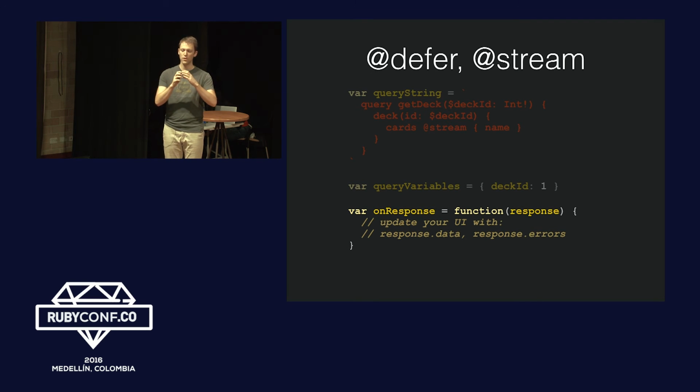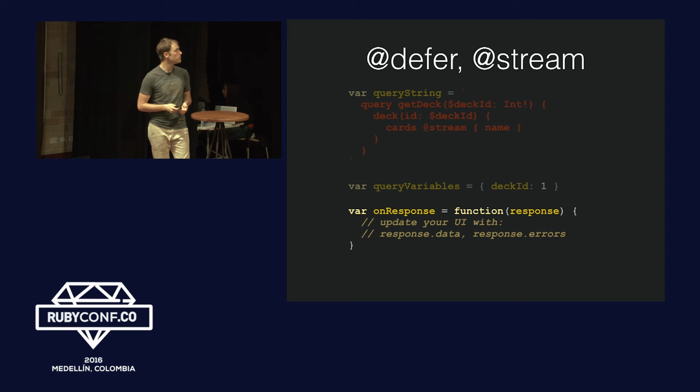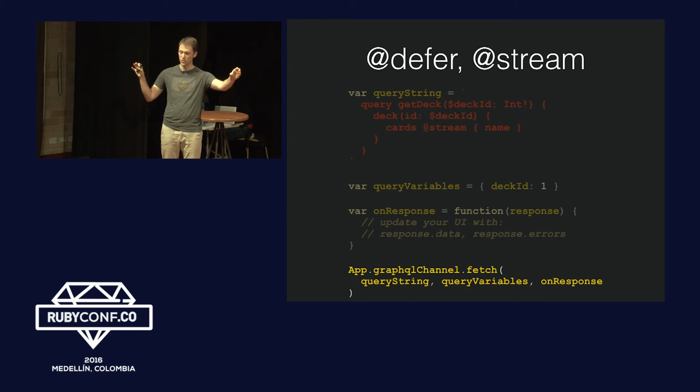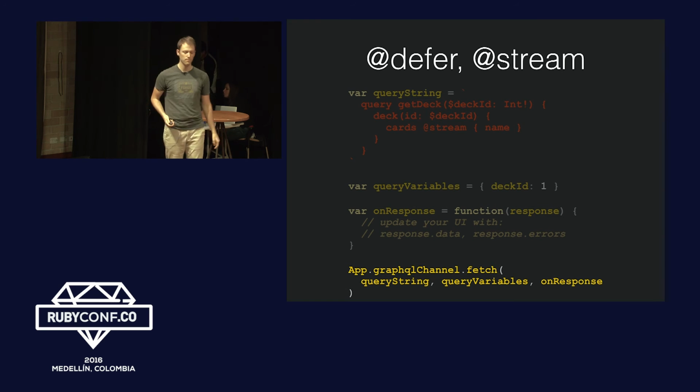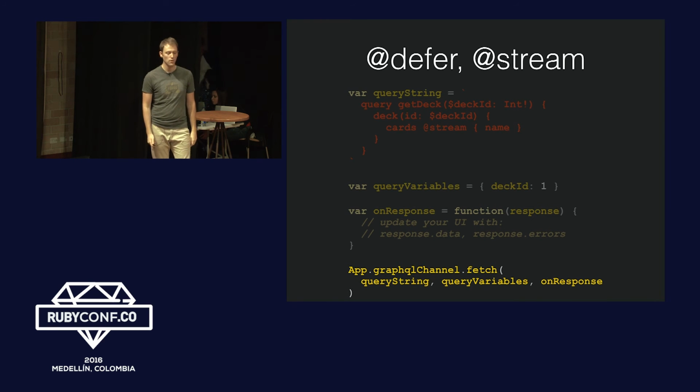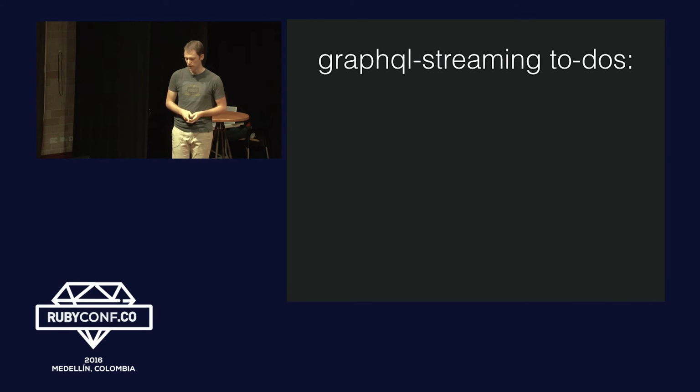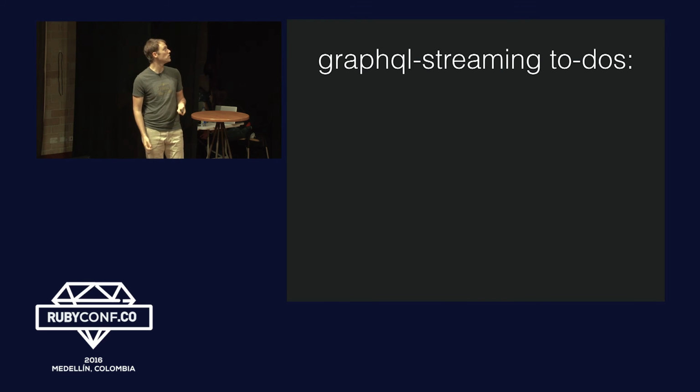So this function would be called with an increasingly larger response as the patches arrive. And then you connect the two parts with ActionCable. That's how you send. The client sends its query, and then the patches come one at a time over a WebSocket. So here's what I've been working on, and I'm happy with it, but there's still some things to do.